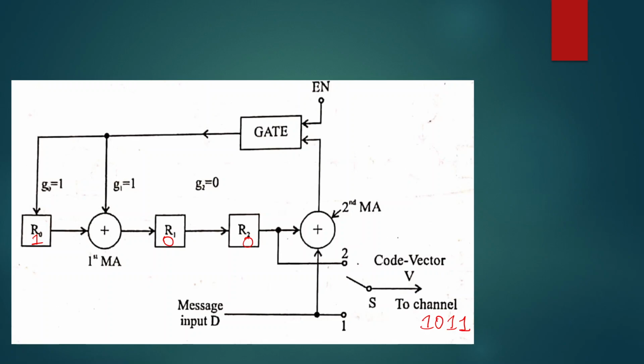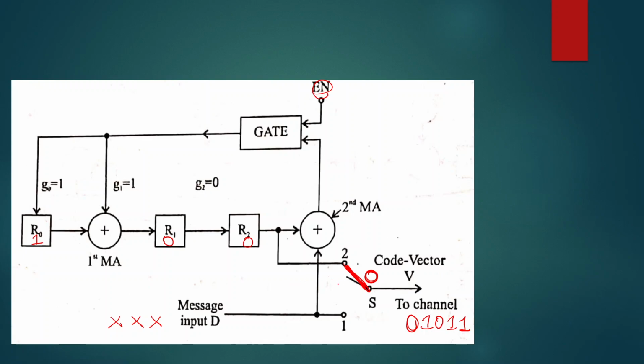Now what is going to happen? We are going to disable this gate so that even if the data is available over here, though it will add, nothing will go into this. So we will consider those inputs as don't care inputs. In the next clock cycle, this 0 will come out and it will be sent to the channel. So this switch gets toggled to position number 2. This 0 will be sent out.